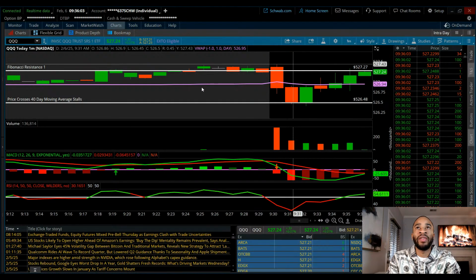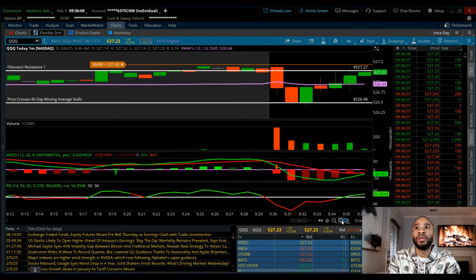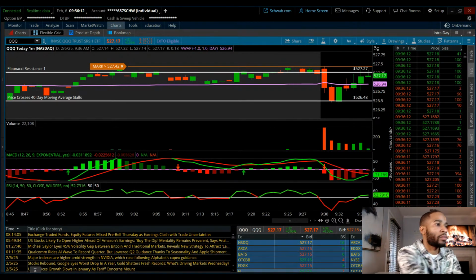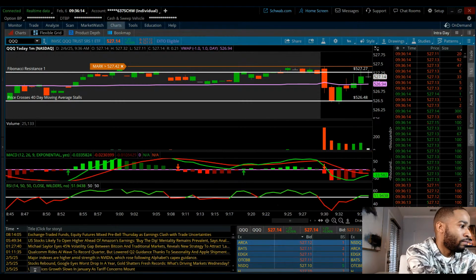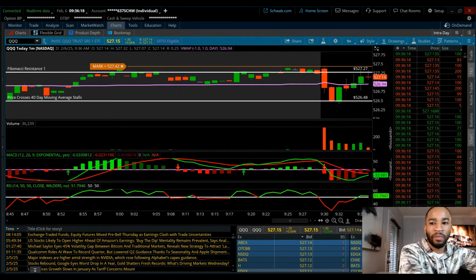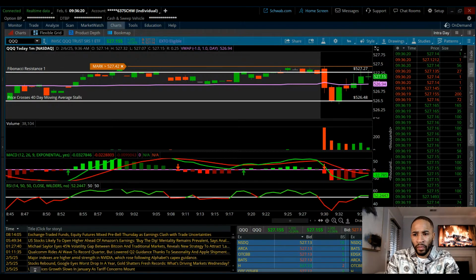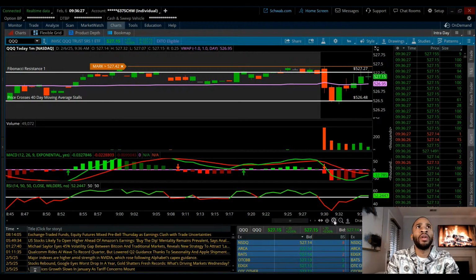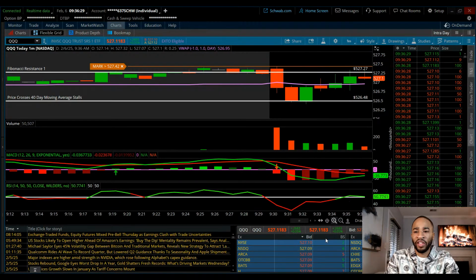If we break above that level, I'm going to go in for a move towards the upside for a quick scalp. I'm not going to stay in this move too long. I want to see if we're going to break above that 527.42 price zone. If we don't, I'll go short again, possibly for a quick scalp towards the downside.